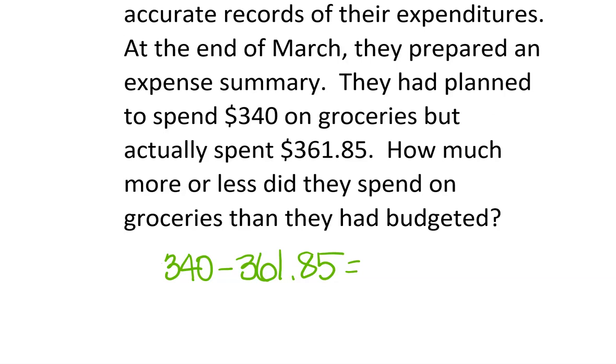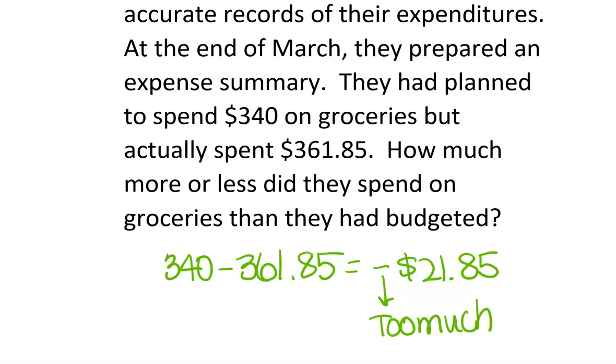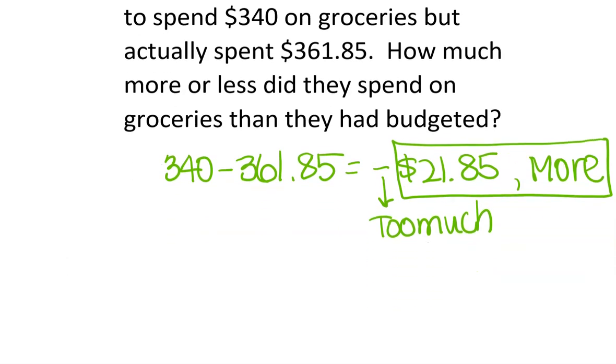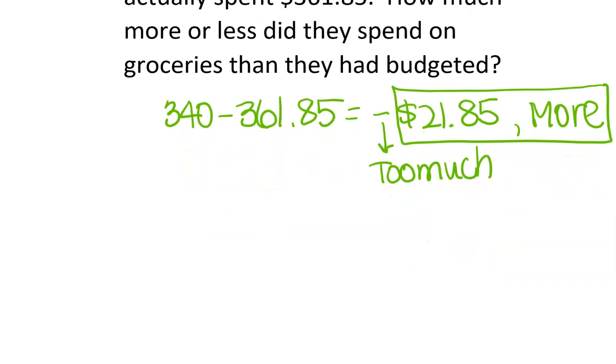so I subtracted and I get negative $21.85. Now, when you think of that, that negative means they spent too much, because they're in the negative. So they spent more. I don't just want this negative here. I want the amount, and then you have to decide, is it more or less? You're going to go down the line and do that. For some of the expenses, you'll see at the bottom, rent and mortgage, they budgeted $625 and they spent $625. So you might have zeros in there.